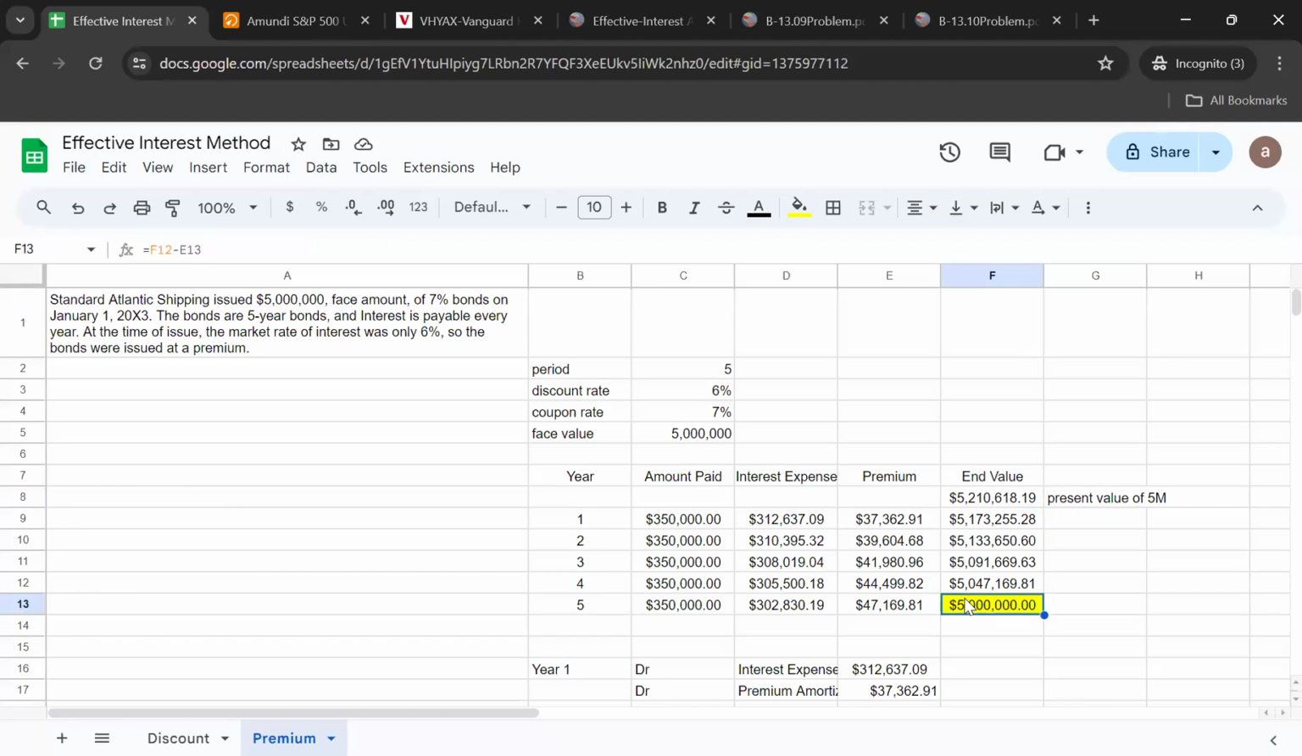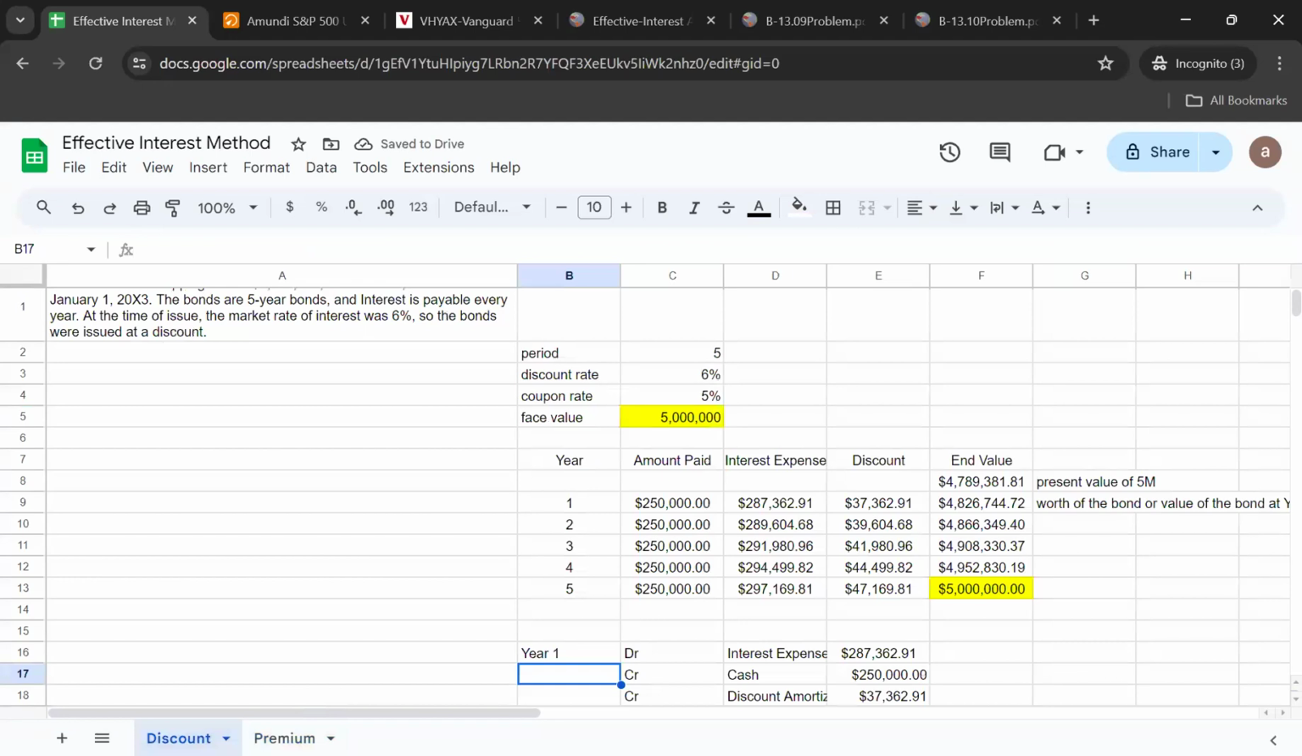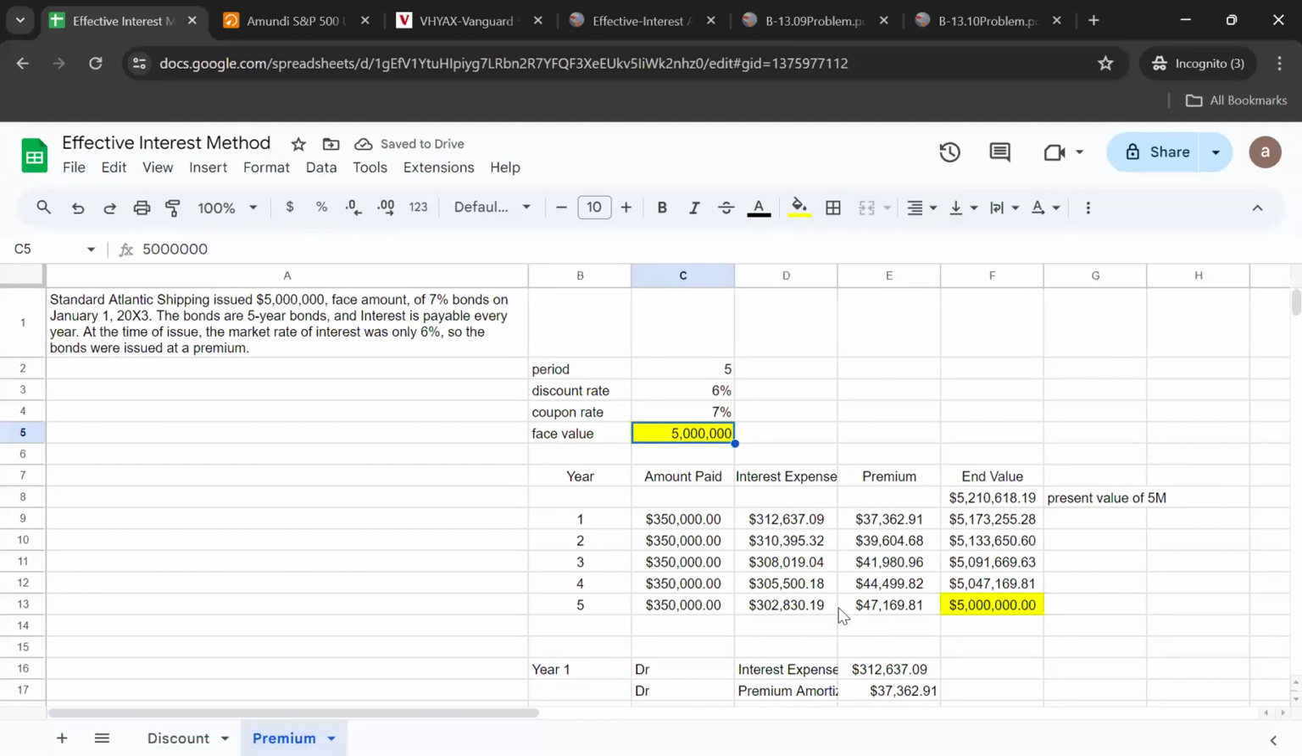And how you can cross check if you have done the question correctly or not is that the ending value, the maturity value at year end, will be the same as the face value. So it's the same as face value. So I would highlight these two numbers in this case for your understanding.